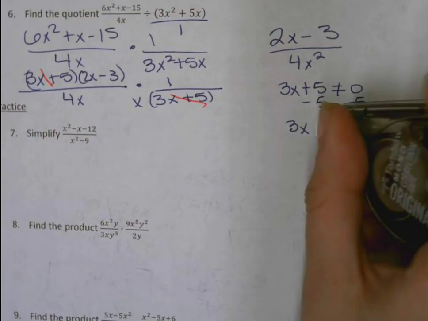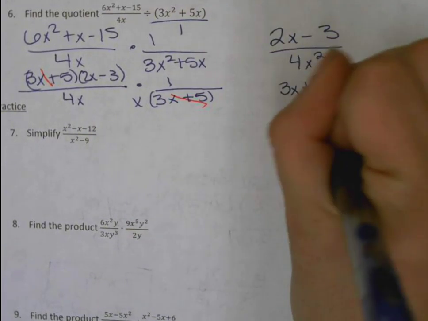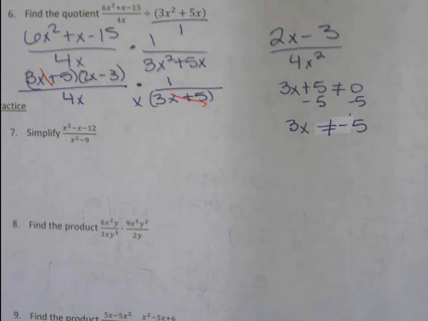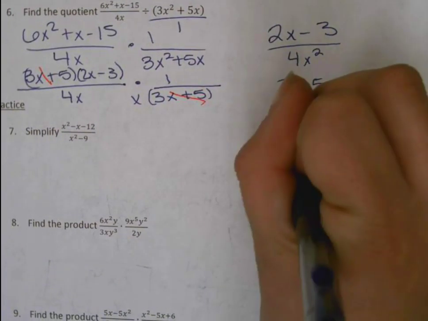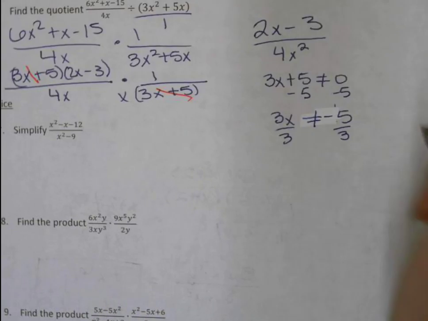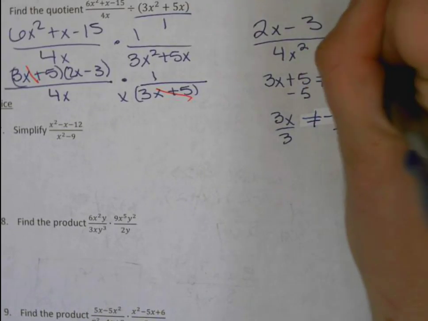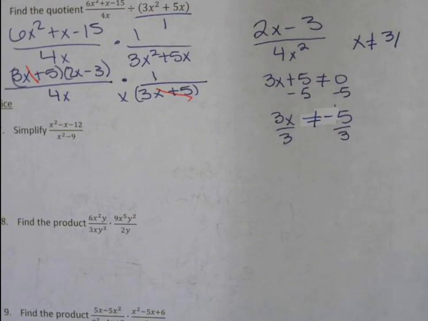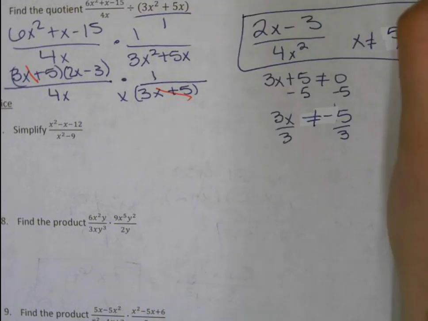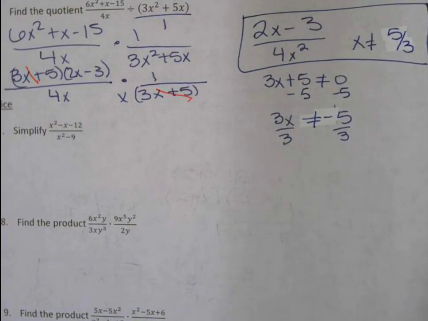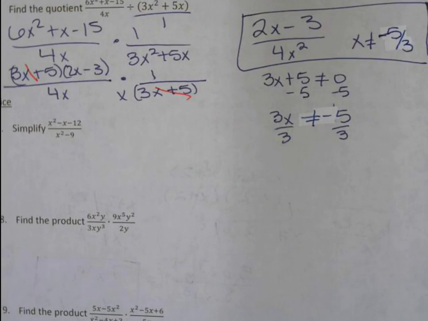So then I have 3x can't equal negative 5. And then I divide by 3. So I get x can't equal, no, 5/3, not 2/5. No, can't, oh, negative, you're right. Negative 5/3. I know. I was wondering where the negative came from because I forgot it.